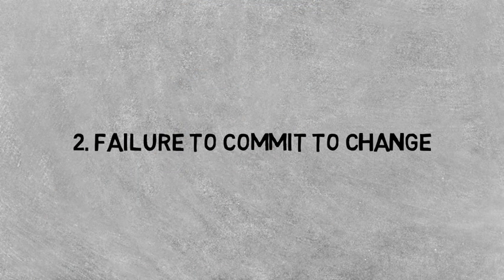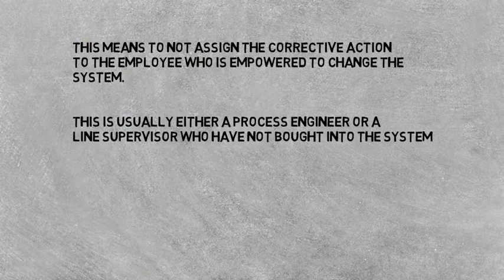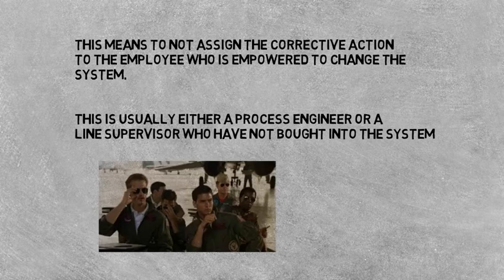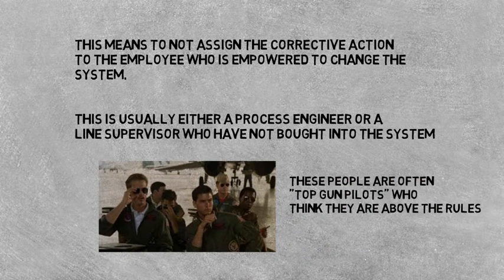Number 2, failure to commit to change. This means to not assign the corrective action to the employee who's empowered to change the system. This is usually a process engineer or a line supervisor who have not bought into the system. These people are often Top Gun pilots who think they're above the rules.